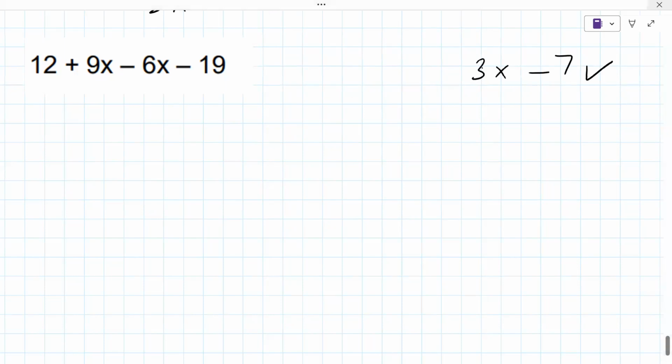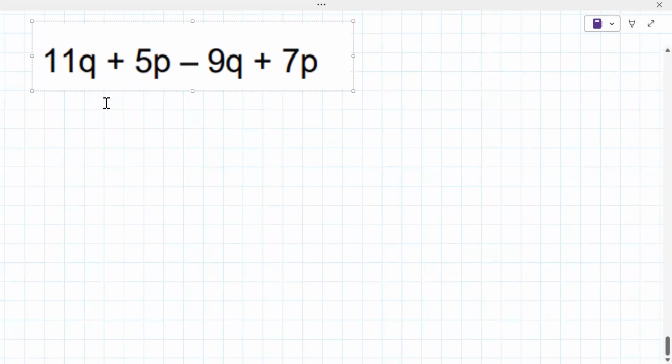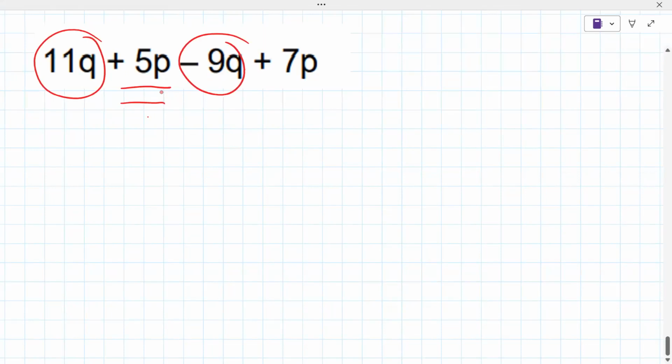So the next increase in difficulty to these questions is where they use letters that look the same, and P's and Q's are one of them. I like to circle or underline like terms. You want to be really careful that you are identifying the like terms, 11q minus 9q plus 5p plus 7p, something like that. Give that a try, please.